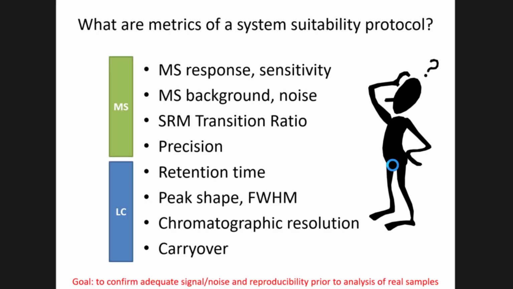All right, chromatographic resolution. This means the separation of peaks as they elute. If you see that your peaks are all nicely separated and then over time they begin to coalesce and broaden and overlap, that also is an issue and something to pay attention to. And then carryover. This is obviously something you don't want to happen if you're trying to quantify low abundant things in your sample. So overall, the goal is to confirm that you have adequate signal to noise, and all the reproducibility is what you expect before you analyze your real samples.